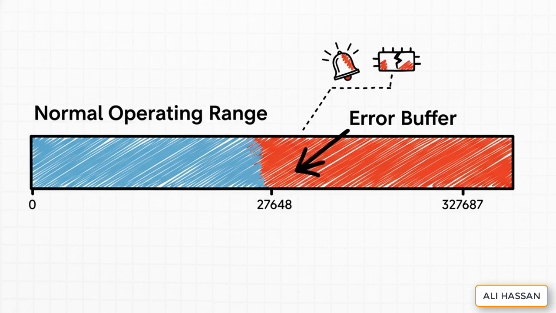Well, by capping the normal operating range at 27,648, the engineers cleverly created a safety buffer at the top of the scale. See, if the PLC ever reads a number higher than that, let's say it sees 30,000, it instantly knows something's wrong. Like maybe a sensor wire is broken. It's a brilliant, built-in safety check.